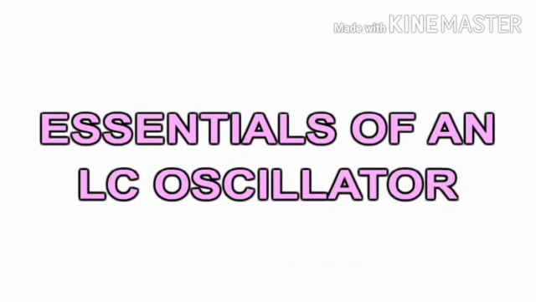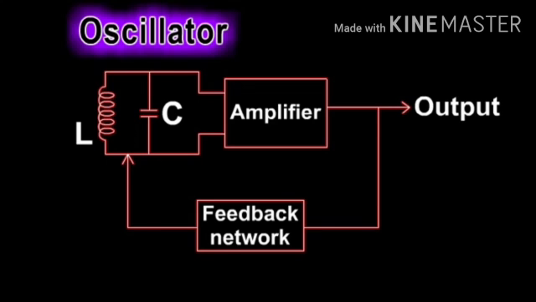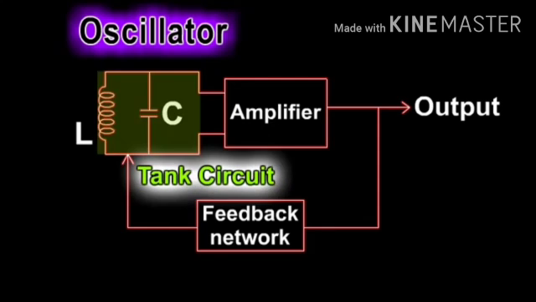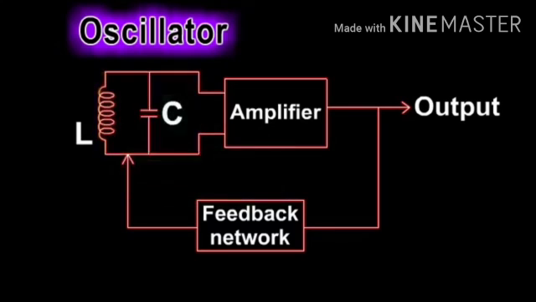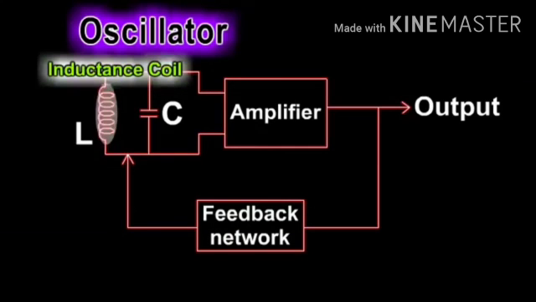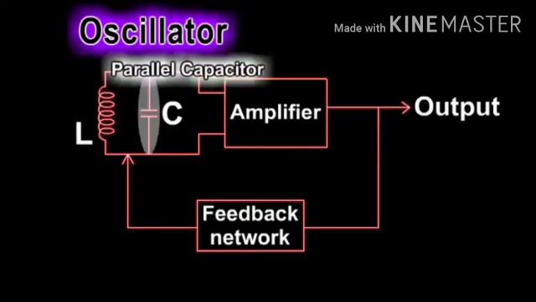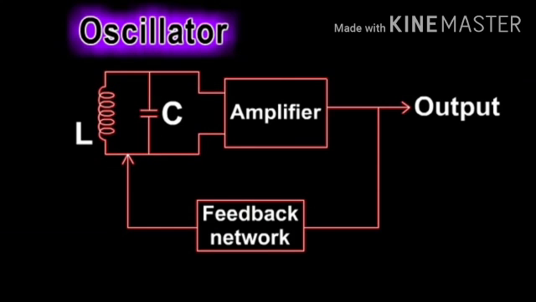Now we see about transistor oscillator. This circuit consists of tank circuit, amplifier and feedback network. First one, tank circuit and amplifier. At last, feedback network. In this tank circuit, it consists of an inductance coil and a capacitor. Both are connected in parallel.